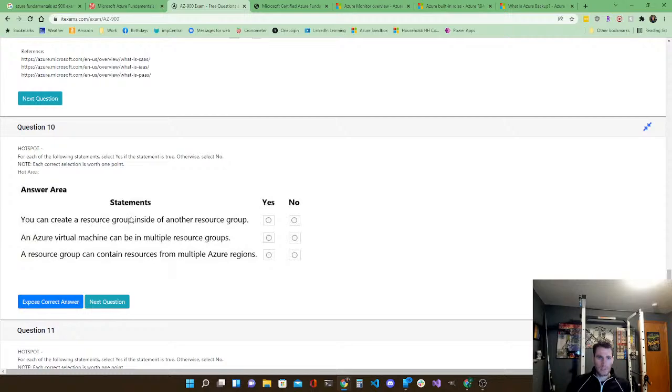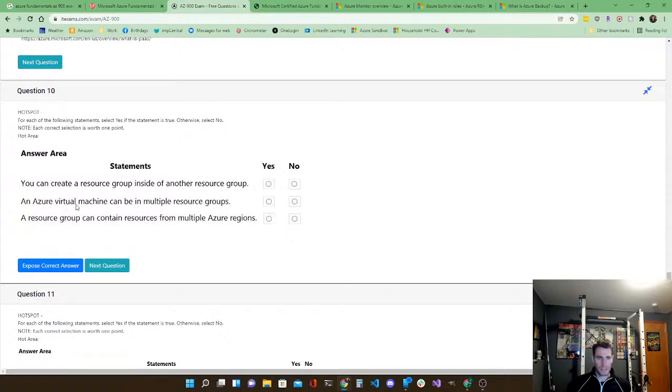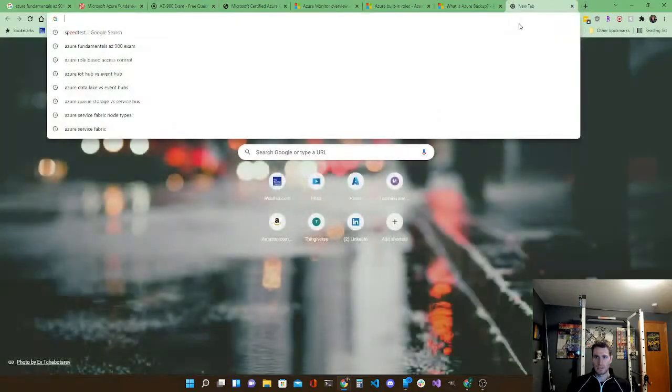You can create a resource group inside of another resource group. No. An Azure virtual machine can be in multiple resource groups. No. It's a single resource. A resource belongs to only one resource group. A resource group can contain resources from multiple Azure regions. Yes, that would be like availability group stuff, but I don't think that gets into that tier.